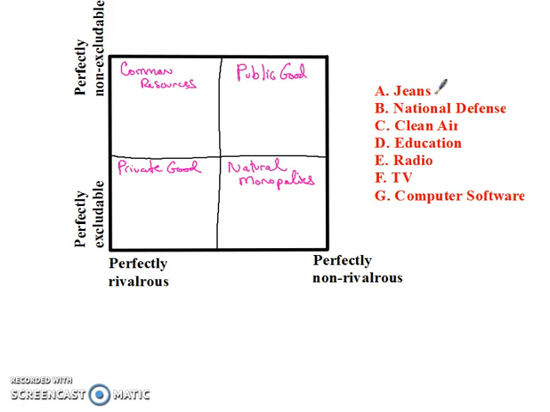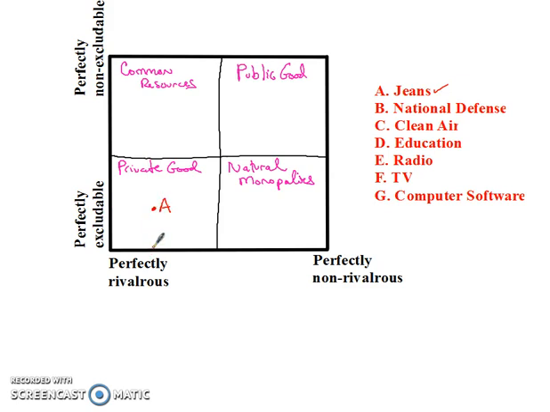So let's start with a pair of jeans. What would I do with a pair of jeans? A pair of jeans, I'd put them down here, private good, somewhere down here. Jeans are mostly excludable. That is to say, when a company produces a pair of jeans, they can exclude you from walking out of the store with them if you don't pay for them, by and large. Somebody could steal a pair, but they're mostly excludable, and they're also very rivalrous.